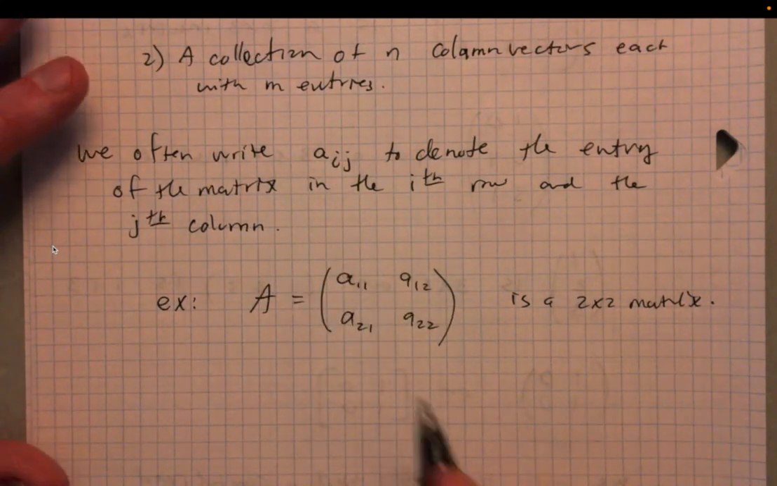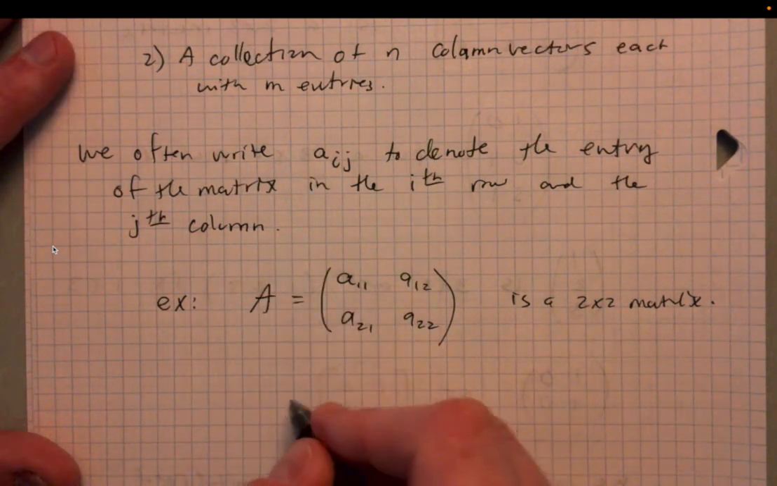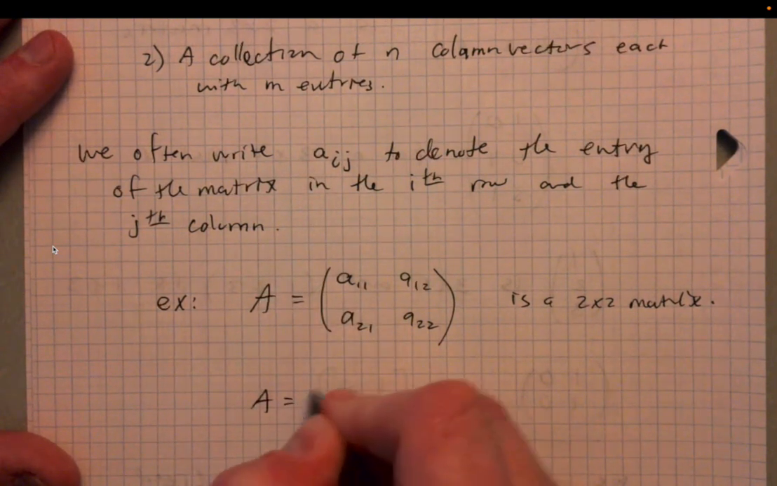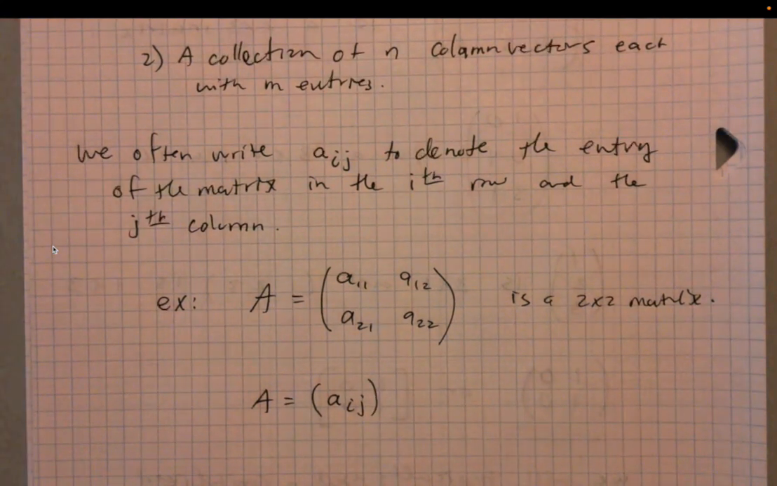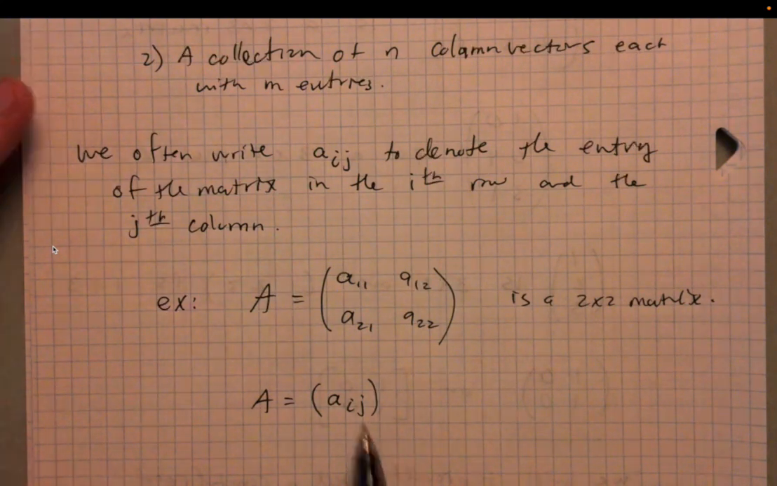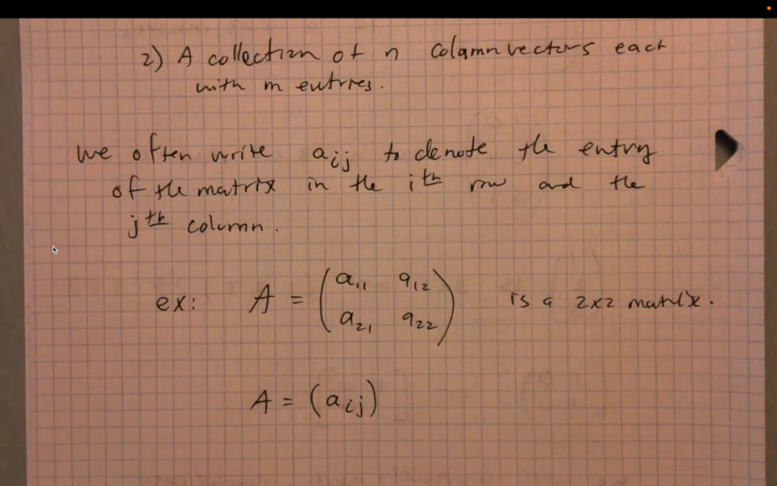Now we'll frequently use just the generic Aij to denote the matrix itself, and you may see this, to just refer to the matrix itself. In this sense, we're referring to a generic entry in the matrix. And when we have to reason about the entries of the matrix, we may use this notation.